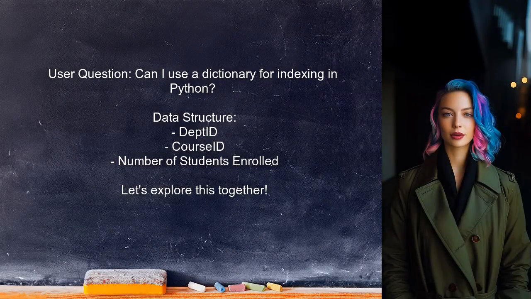Here's the specific situation we're looking at. A user asked if they can use a dictionary for indexing in Python. They have a text file with 3 columns: department ID, course ID, and number of students enrolled. They want to retrieve the number of enrolled students using these IDs. Sound familiar? Let's explore this together.